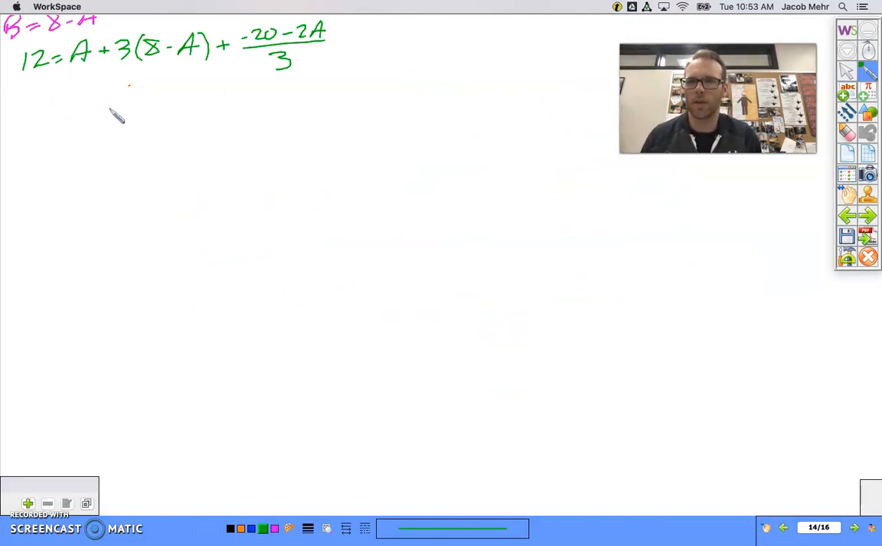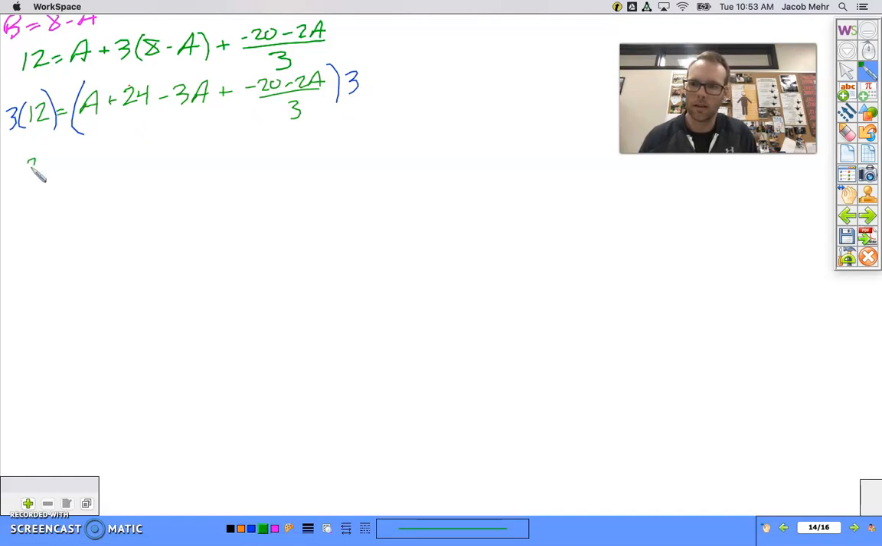All right, solving this for a, let's see here. What do I want to do? Let's distribute that 3. So that's going to be 24 minus 3a plus negative 20 minus 2a over 3. I really don't like the fraction that I have in here, so I'm going to multiply everything by 3 on both sides. 36 equals 3a plus 72 minus 9a. Now here it's going to cancel, minus 20 minus 2a.